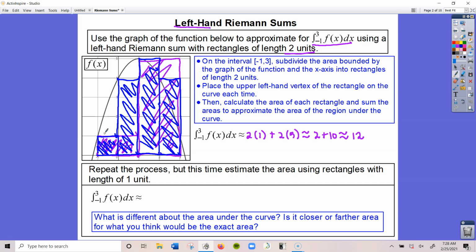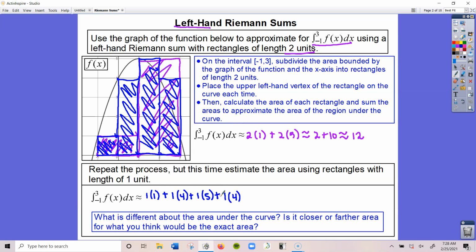So we have this one here, which is 1 times 1, plus this area here, which is 1 times 4, plus this one that's 1 times 5, and the last one, which is 1 times 4.